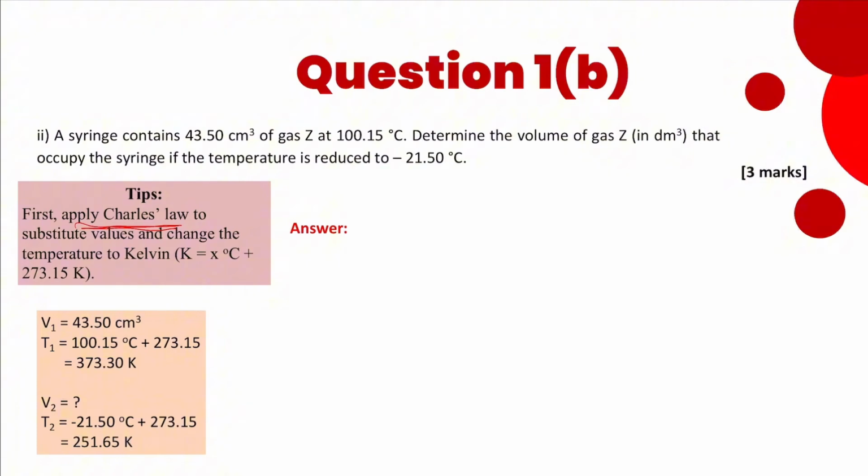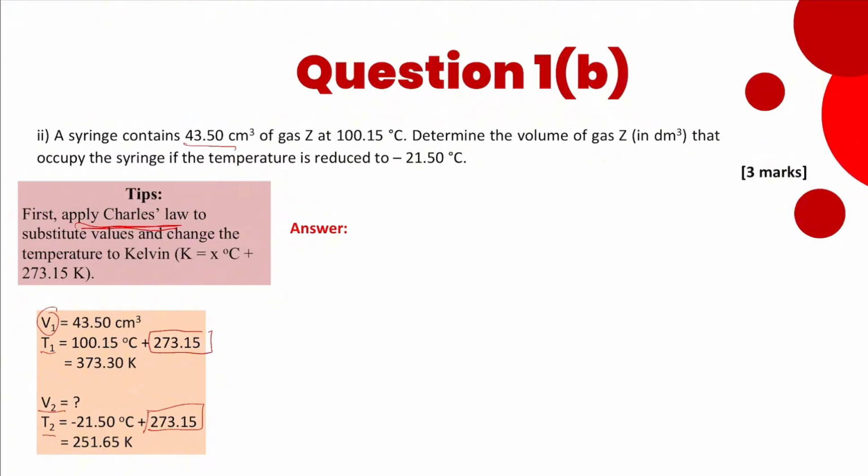So firstly, you have to list all the information that you are given. So the volume 1 is this one. And then temperature, T1. Okay, just now I said that the temperature must be in Kelvin. So you have to change the temperature to Kelvin. How? We need to plus 273.15. So you plus this and then you will get the temperature in Kelvin. That is T1. V2 is the one that you want to calculate. And T2 is negative 21.50 degrees Celsius. So you plus it with 273.15. So you will get the temperature in Kelvin.